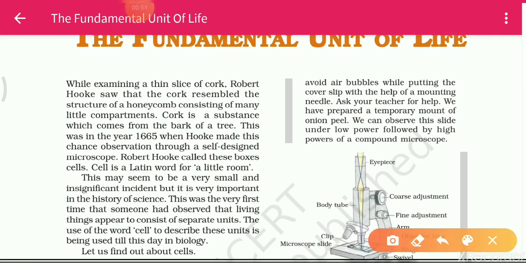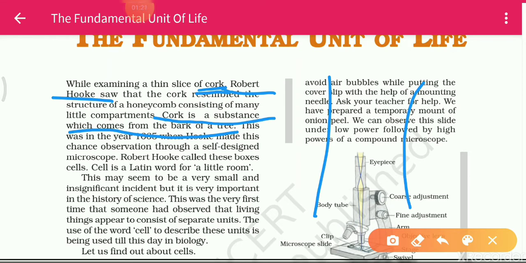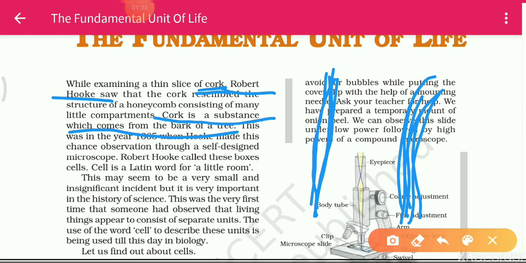Now see here, while examining a thin slice of cork, Robert Hooke. Robert Hooke was a scientist who was examining a thin slice of cork. Student, what is a cork? Cork is a substance which comes from the bark of a tree. And what is bark, student? Suppose this is a tree. The outer covering of this tree is called the bark. Then cork comes from the bark.